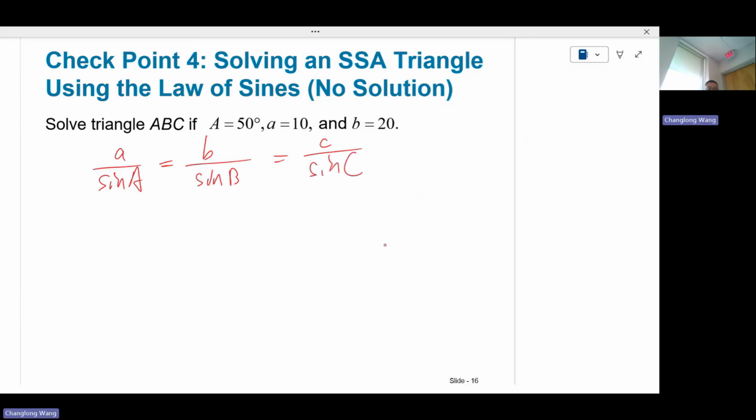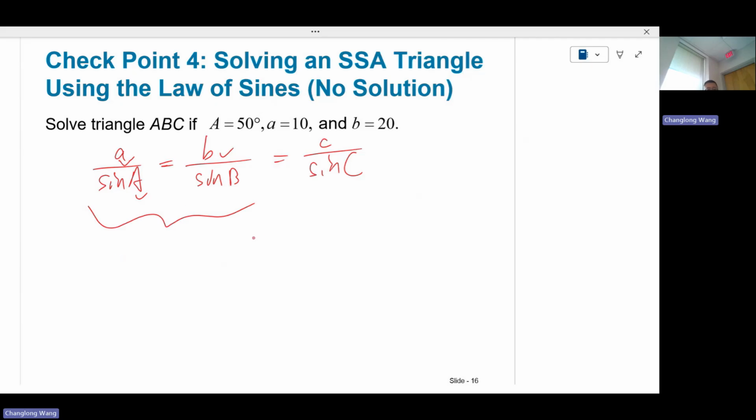So what do we know? We know capital A. We know little a, right? And little b. So now, what would you solve for right off the bat, knowing little a, little b, and capital A? Some say sine of B, right? So you're trying to get the capital B, the angle B. Yes, let's just take that first equation, right?